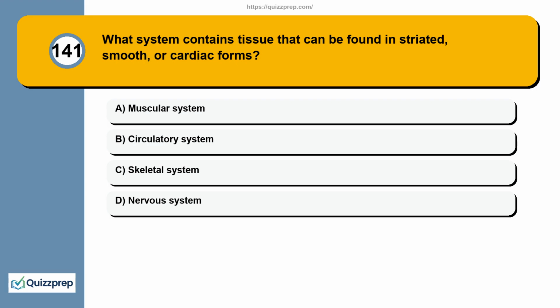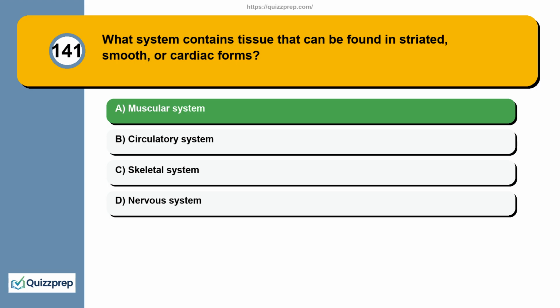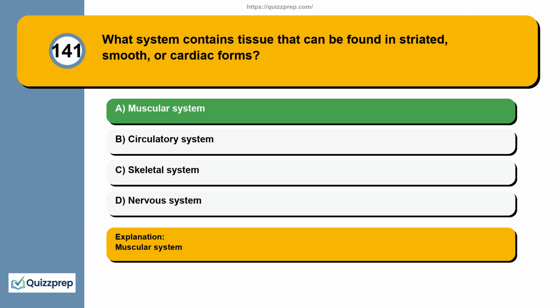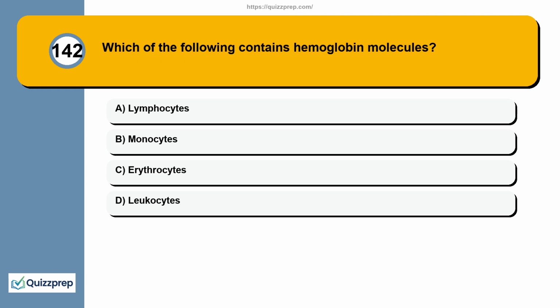Question 141. What system contains tissue that can be found in striated, smooth, or cardiac forms? Option A, muscular system. Option B, circulatory system. Option C, skeletal system. Option D, nervous system. The correct answer is option A, muscular system.